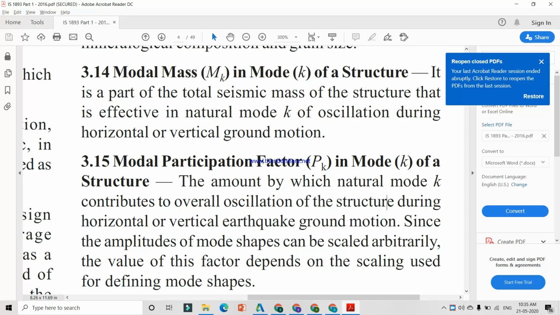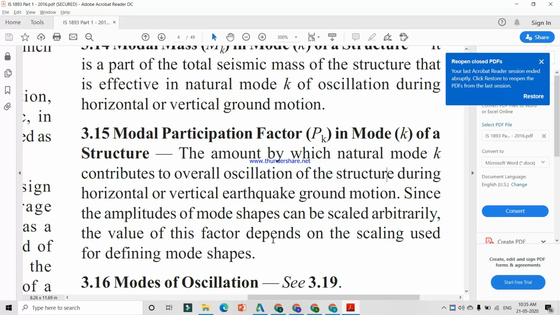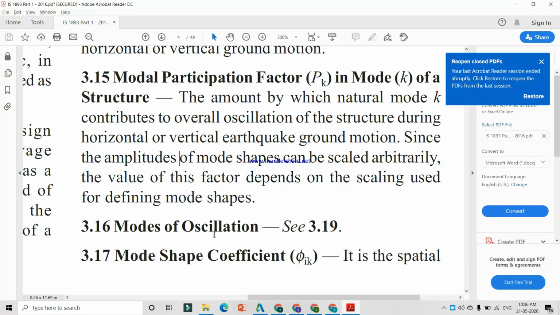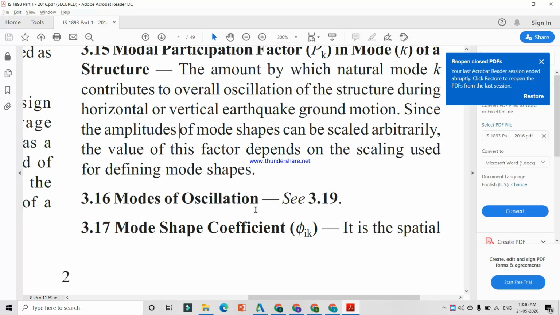Since the amplitude of the mode shape can be scaled arbitrarily, the value of the factor generally depends on the scaling used for the definition of the mode shape. Generally the amplitude value of 95% should be taken, and this is large due to the large value, strong dynamic response. These are the modes of oscillation, 3.19.